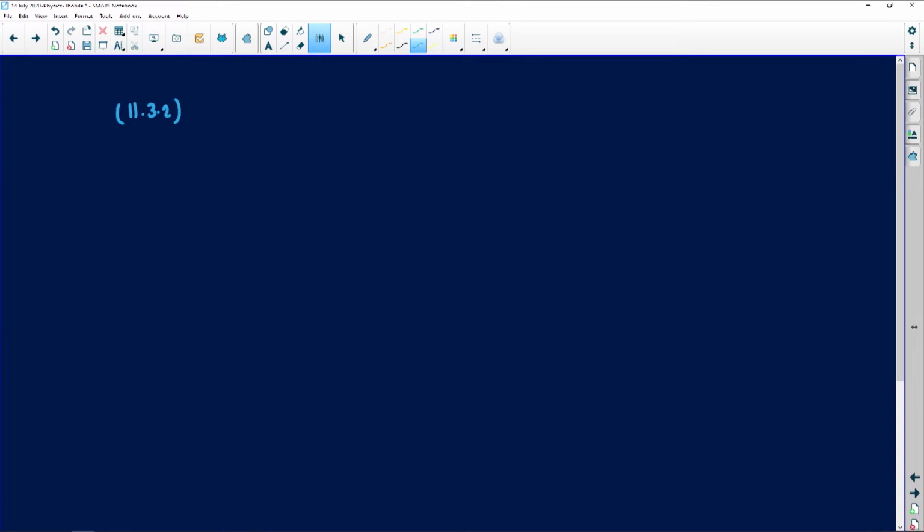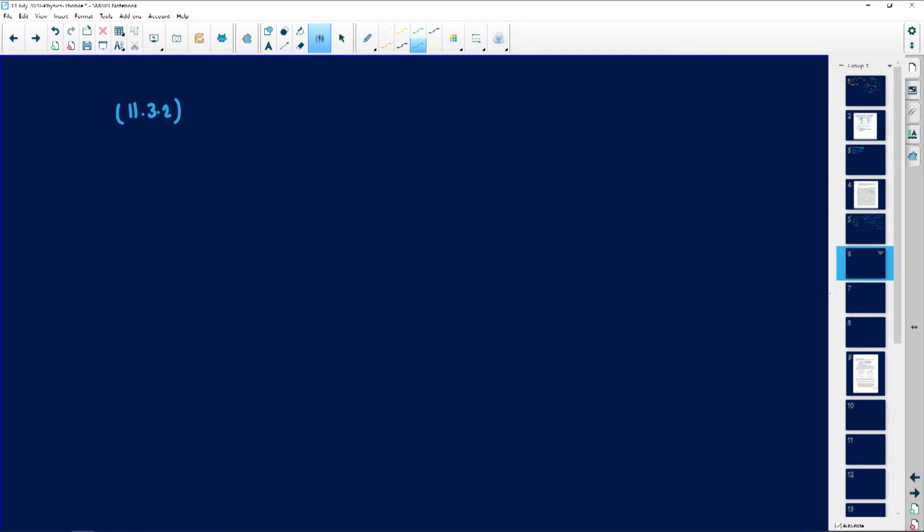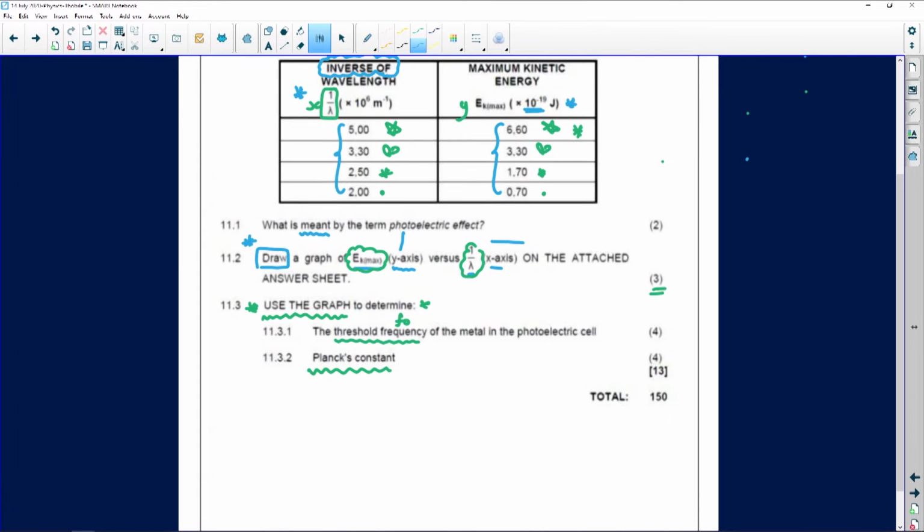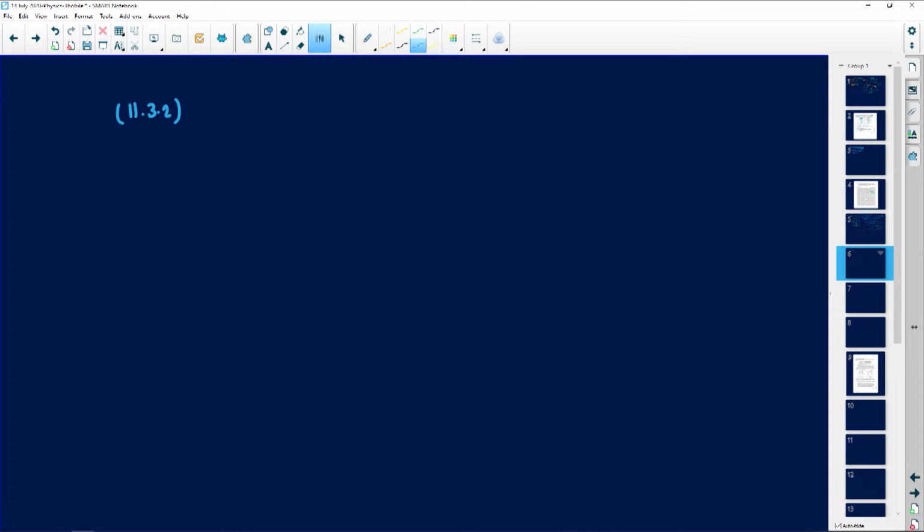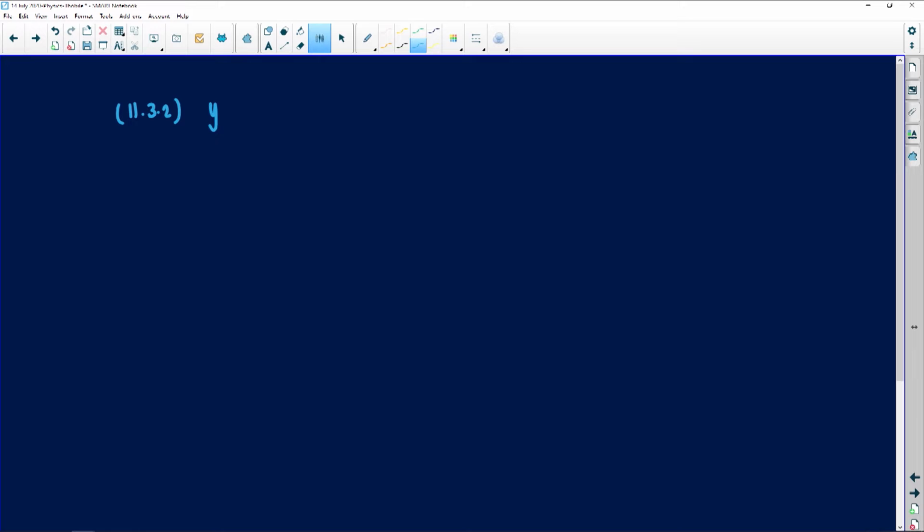11.3.2. You must show the examiner. Let me see how many marks this question was actually going for. This question was going for 4 marks, so that is a lot of marks. Now, if the question is for 4 marks, you actually get a mark for giving the formula as well. So show the examiners that you're saying y is equal to mx plus c.